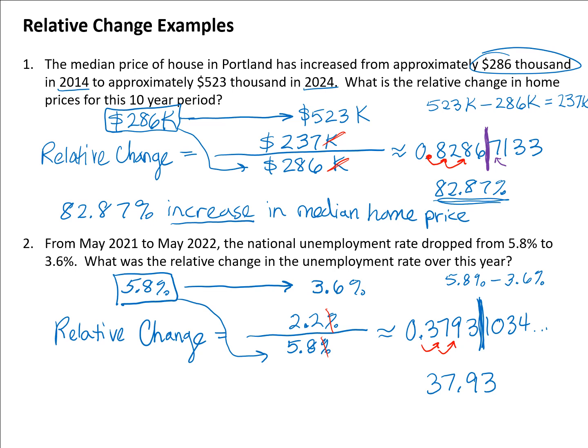Now, notice this time I am going to keep the second place value the same. That 3 stays a 3 because my next digit over is a 1, and 1 is less than 5. So this does round to 37.93. The thing to remember again is that this was a decrease. So when I go to answer this out, I need to make sure that I'm thinking about writing this as a decrease in the unemployment rate. So 37.93% decrease in the unemployment rate.